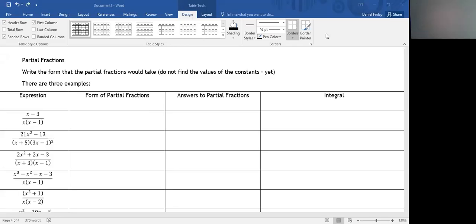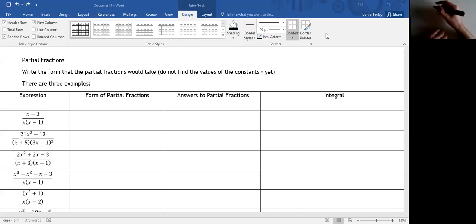Okay, so we're going to have a quick review of partial fractions. You've got an information sheet showing the four main different cases, so I'm just going to go through a few of these with you. I want you to try and do some yourself before I give you the answer.